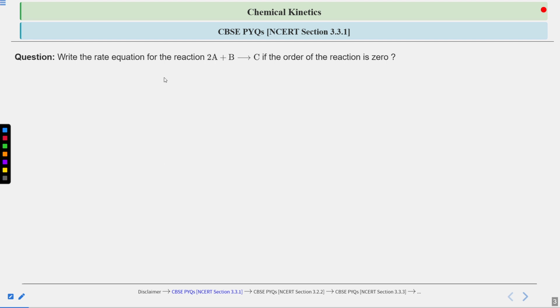So this question is saying that you have to write the rate equation for this reaction, 2A plus B, where A and B are reactants, combining and forming C as a product. It is also given that the order of the reaction is 0. In this condition, what will be the rate equation? I am giving you some time. Try to visualize how you can answer this, and then we will see the correct answer.